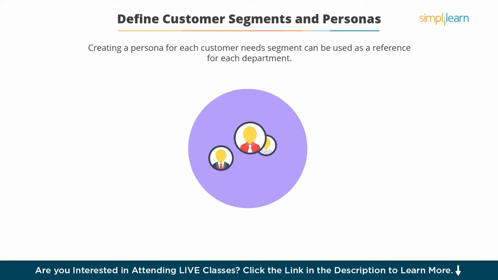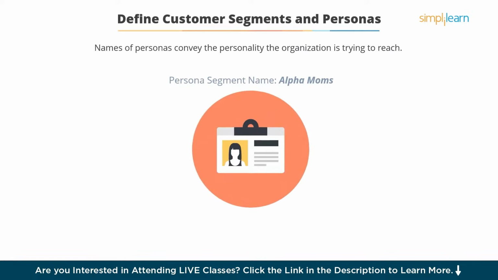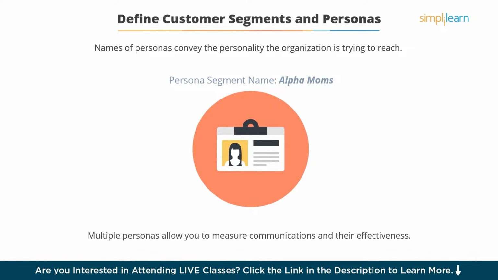Creating a persona for each identified customer needs segment enables organizations to have a reference for each department to use. Sometimes, by having a name for the persona, it creates a clear communication for the personality the organization is attempting to reach. Having multiple needs-based personas enables the organization to measure their communications and the effectiveness of the communications against the needs of each persona.